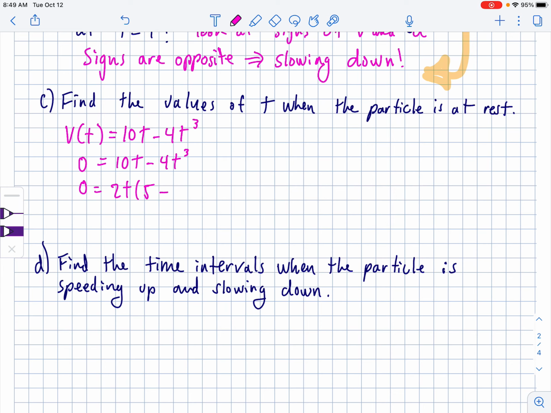Let's factor that. 2t, and then 5 minus 2t squared.